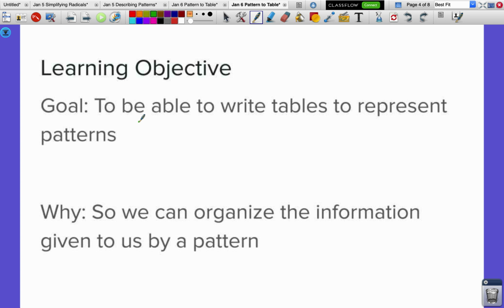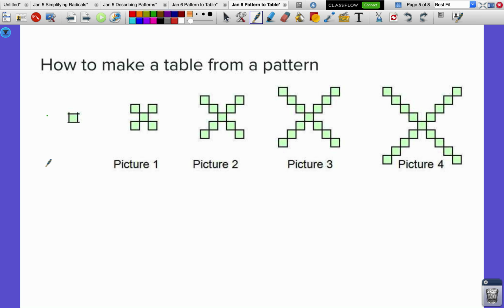But our goal for today is to be able to write tables to represent patterns. Why are we doing this? So we can organize the information given to us by a pattern. Alright, so here is a pattern. It's labeled the different images in this pattern as pictures, but we like to sometimes call them figures. Pictures fine. They didn't label this first one, but judging by the pattern and what we know about how to number off our figures, this must be picture 0.